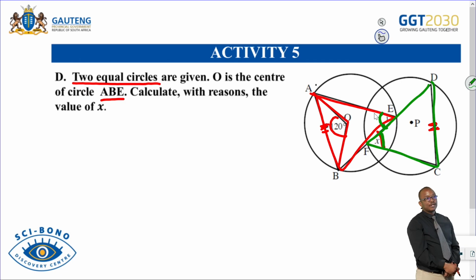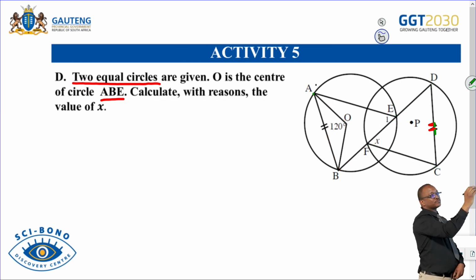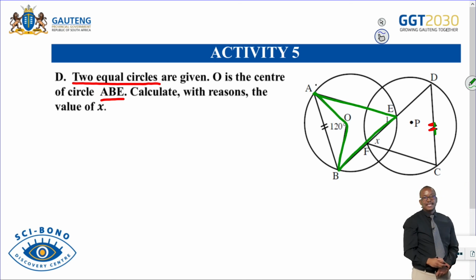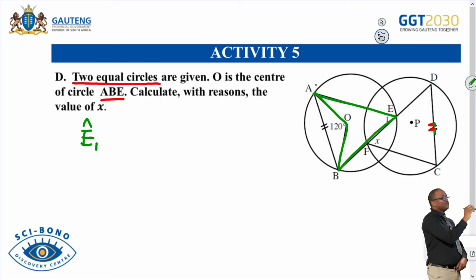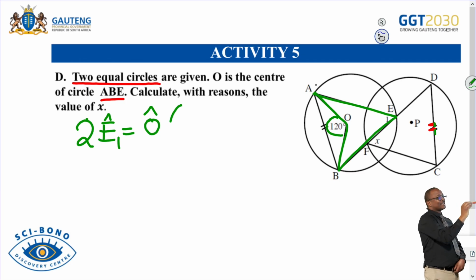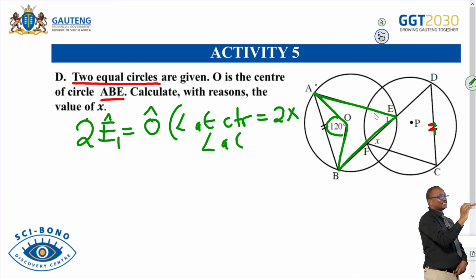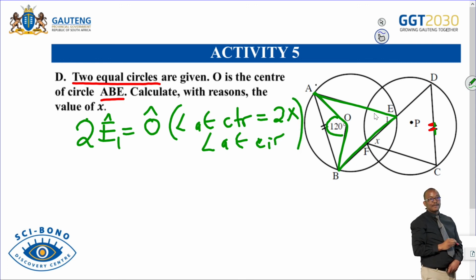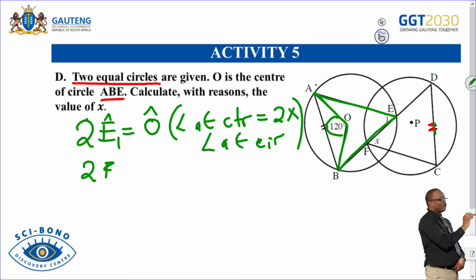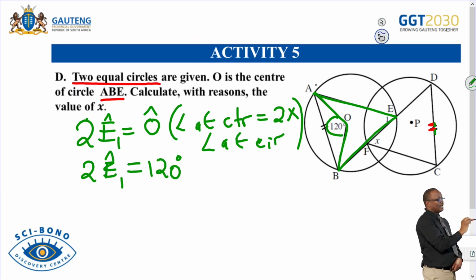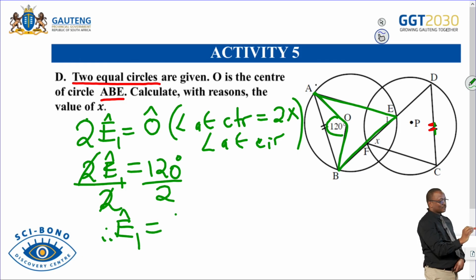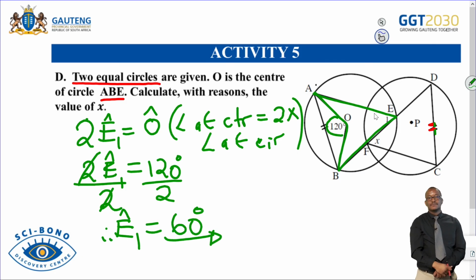Looking at theorem number 2. Remember, the angle at the center is 2 times the angle at the circumference. For us to get E1, we say 2 times E1 is equal to angle O at the center. The reason is: angle at center is equal to 2 times the angle at the circumference. Then 2 E1 is 120. We divide both sides by 2, 2 cancels 2. Therefore, angle E1 is 60 degrees.